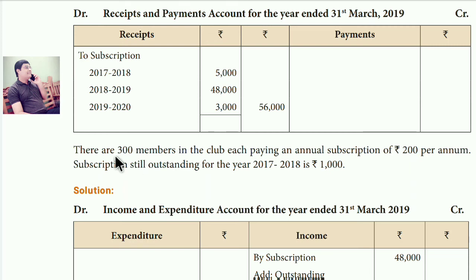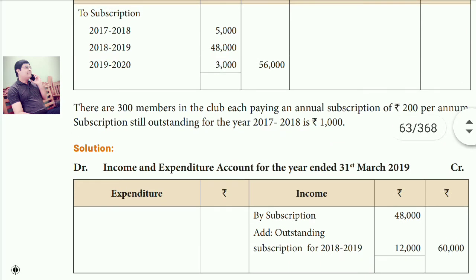So there are 300 members in a club, each paying an annual subscription of rupees 200 per annum. So 300 into 200 is how much? 3 2s are 6, so 60,000 rupees is your total subscription.